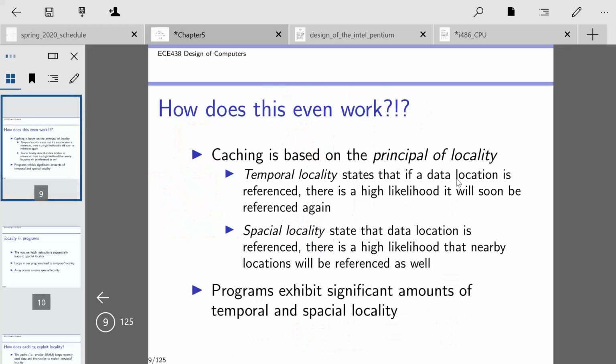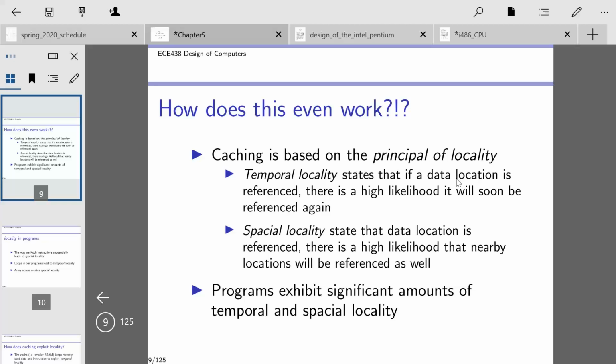But okay, let's continue looking at how this works. All right. So how does caching even work? How can we use these smaller SRAMs to cache our data and actually achieve decent performance? And the answer comes down to the principle of locality. There are two types of locality: temporal locality and spatial locality. Temporal locality says, if you use a piece of data, there's a high likelihood you'll use it in the near future.